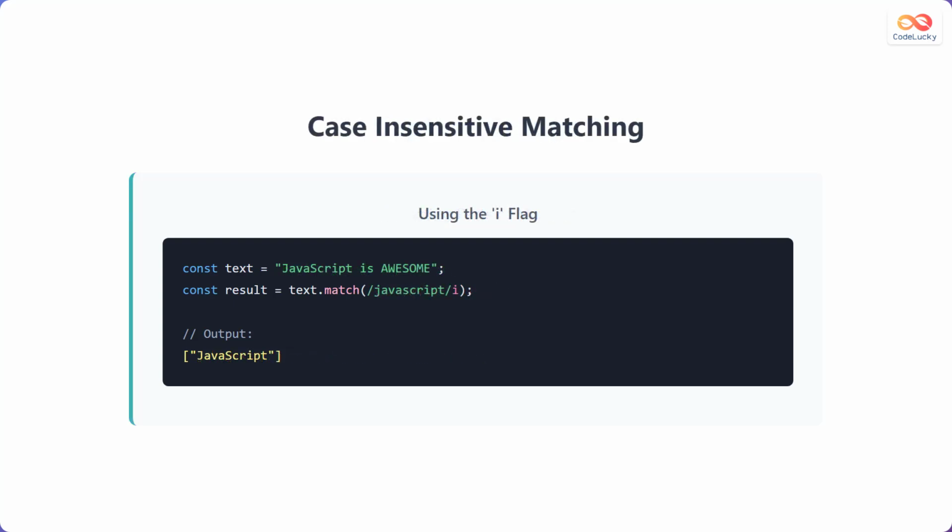To perform case-insensitive matching, use the i flag. Consider the text "JavaScript is awesome". When we use the match method with the regular expression /javascript/i, the i flag makes the match case-insensitive. So even though javascript is in lowercase in the regular expression, it matches JavaScript in the text. The output is an array containing JavaScript.